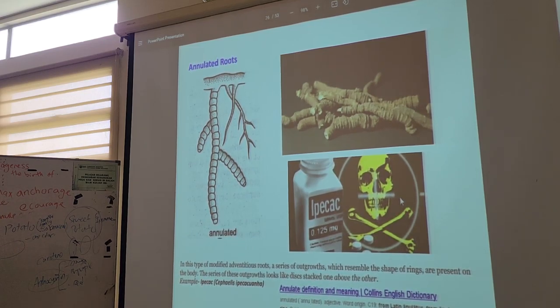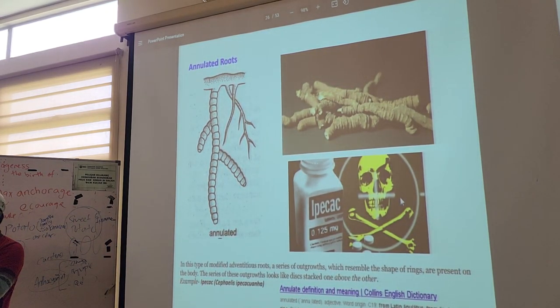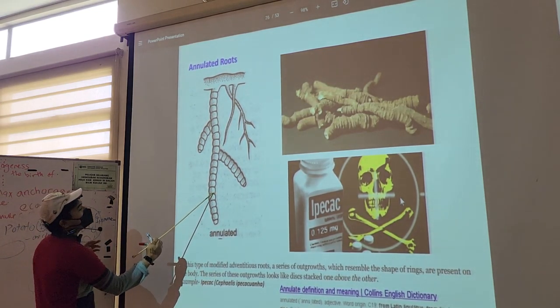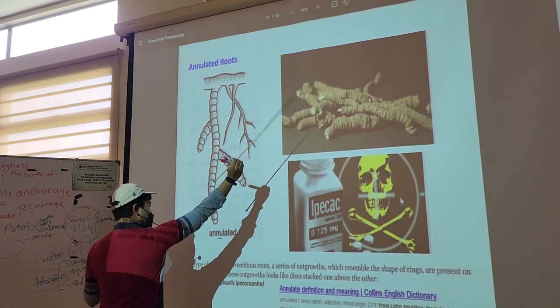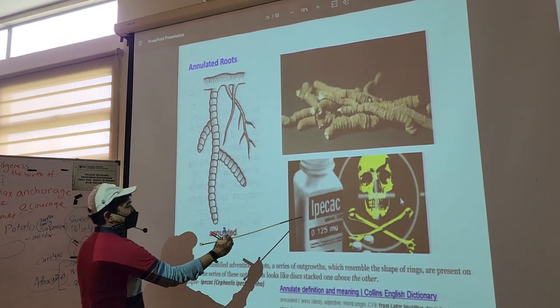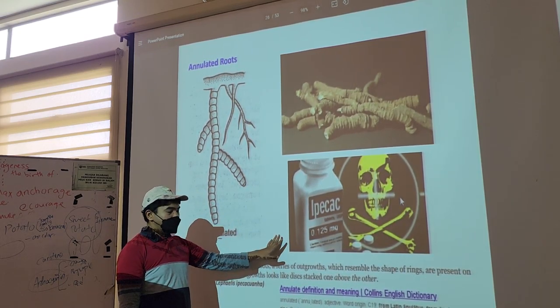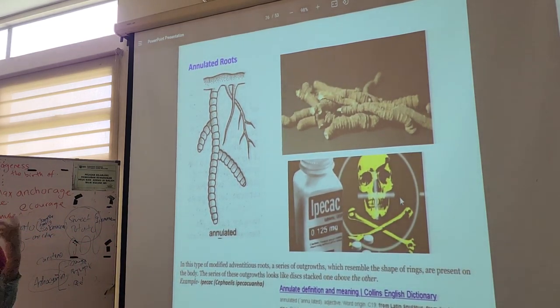Okay, annulated root. So annulus is from the Greek word, it means ring. So it's in the form of rings, this modification. Okay. One example here is this ipecac root. Okay, I put it here. Just in case, if you go to India, this thing is quite common. They use this in Ayurvedic medicine.